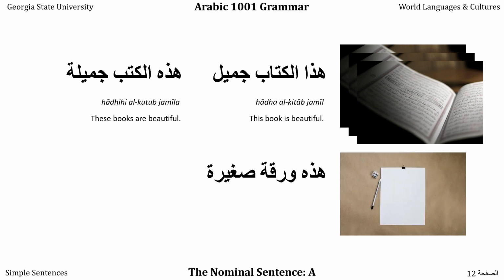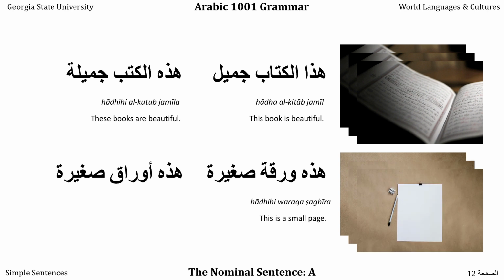Here's our page. Hadihi waraqa saghira. This is a small page. If we make them plural, then hadihi stays hadihi, because waraqa was feminine singular in the first place. So when it becomes non-human plural, it stays feminine singular. Its plural is awraq. But saghira stays the same because, again, it has remained feminine singular by virtue of being non-human plural.